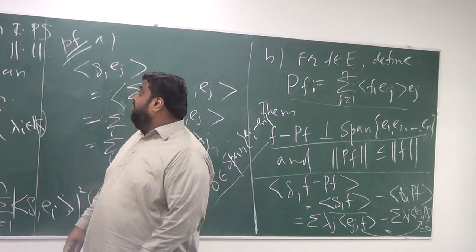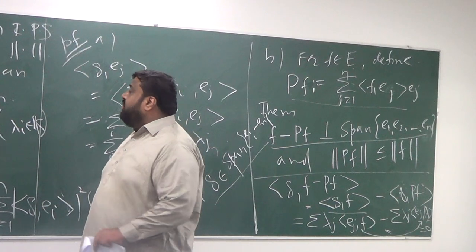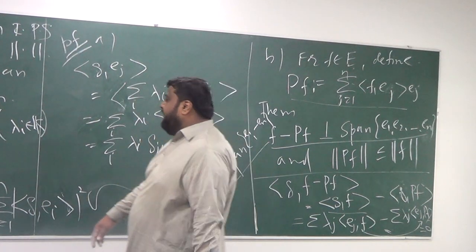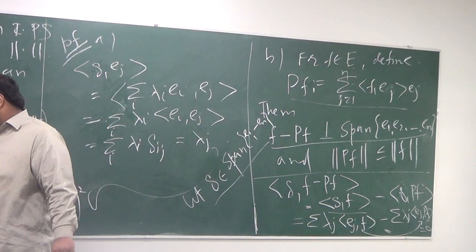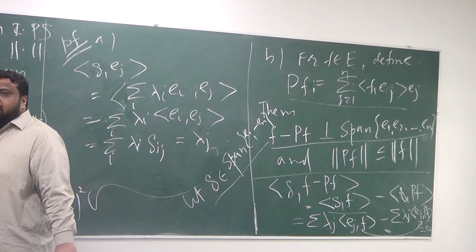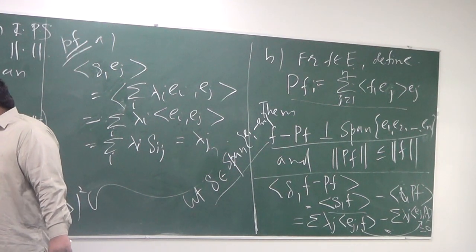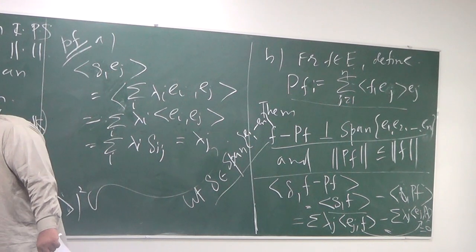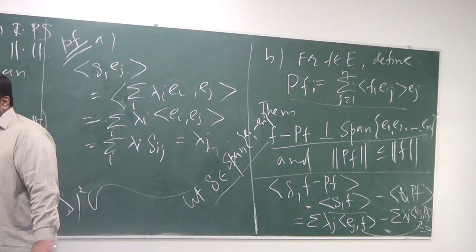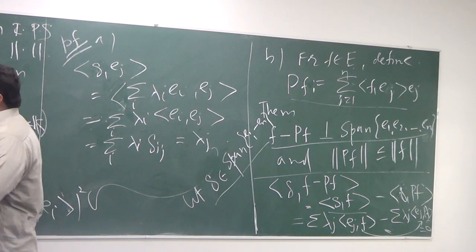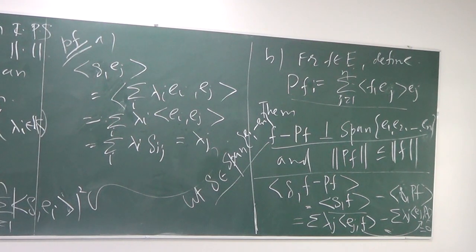Actually, we should have argued in this way as well. So Pf is what? We know that if I take a linear combination and take the inner product with Ej, I'm going to get the jth component of G. So here's the question: what is the jth component of Pf? The jth component of this expression is basically Fj.